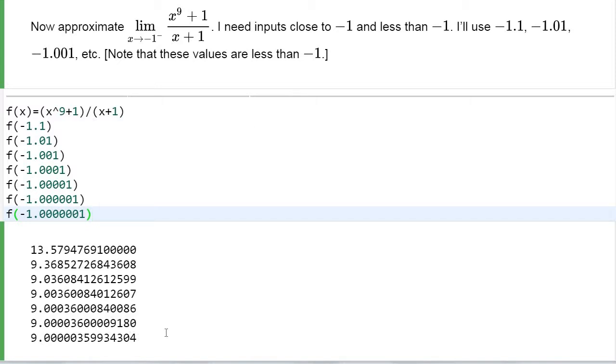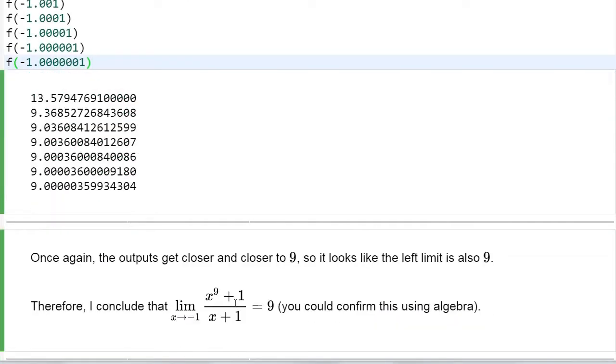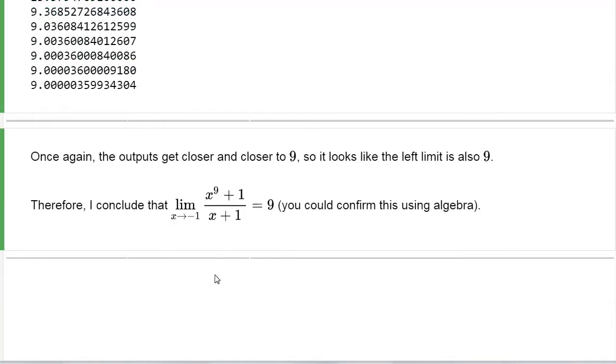But the outputs give me the same kind of answer. As I go down this list, the outputs look like they're getting closer and closer and closer to 9. So I would guess that the limit from the left is 9. So it's 9 from the right, it's 9 from the left, so the two-sided limit looks like it's 9. And that is the right answer. You can confirm that using algebra.